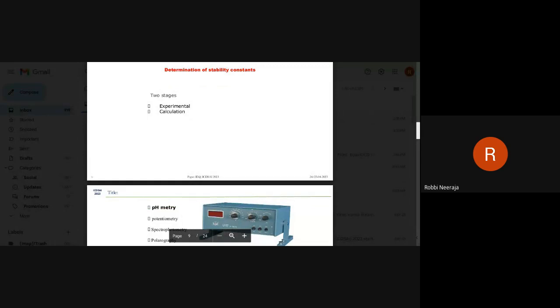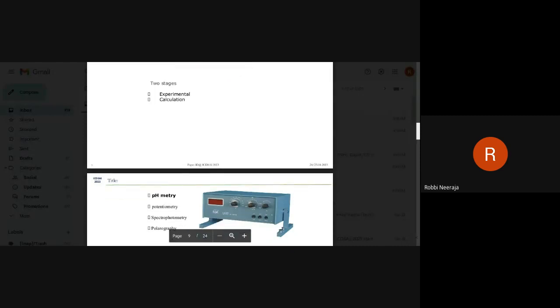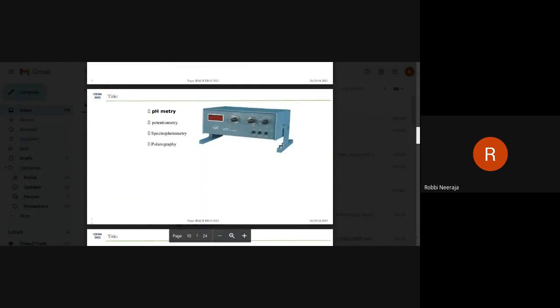And the determination of the stability constant. What is the protonation constant you have to determine? It consists of two parts. One is the experimental part, the second one is the calculation part. In the experimental part, we normally use pH-metry, potentiometry, spectrophotometry or polarography. These are the actual instruments available.